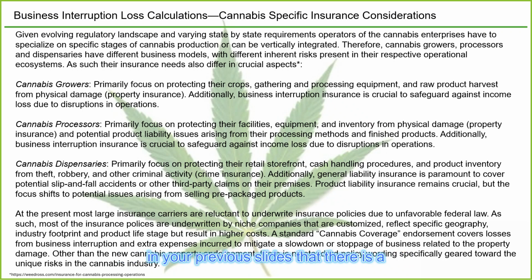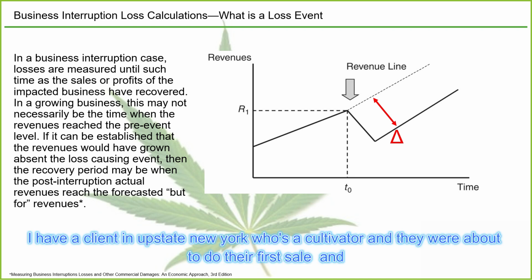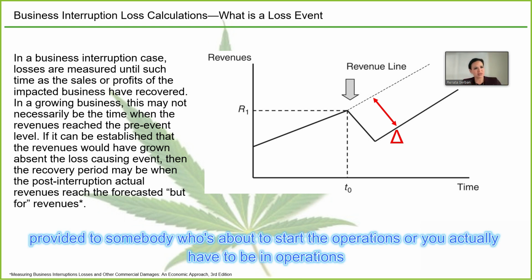You mentioned in your previous slides that there is a revenue line, and then there is an interruption event, and then we have to calculate the delta. I have a client in upstate New York who's a cultivator, and they were about to do their first sale, and then the flooding happened in upstate New York. He lost a lot of crops. Now, is it something that business interruption insurance can be provided to somebody who's about to start the operations, or do you actually have to be in operations?